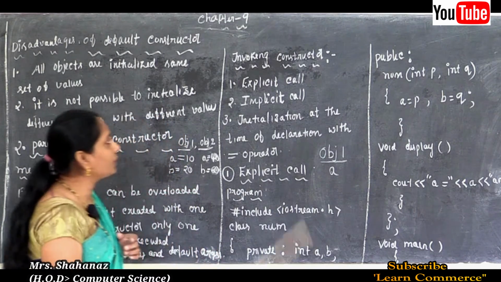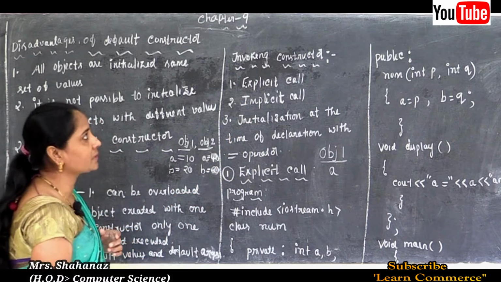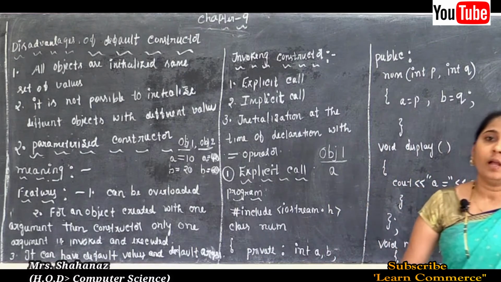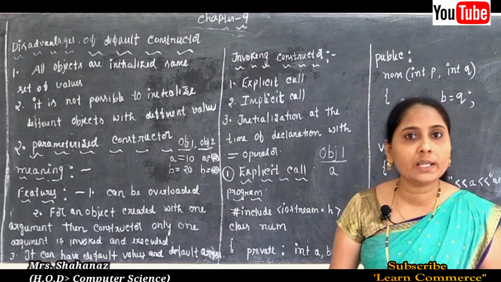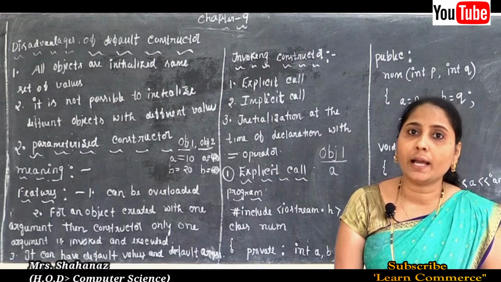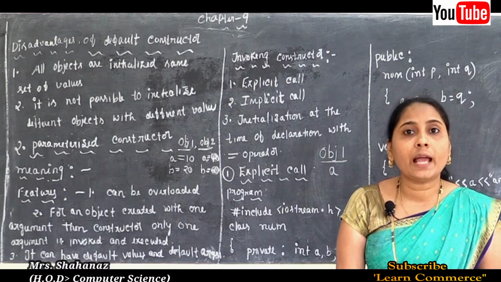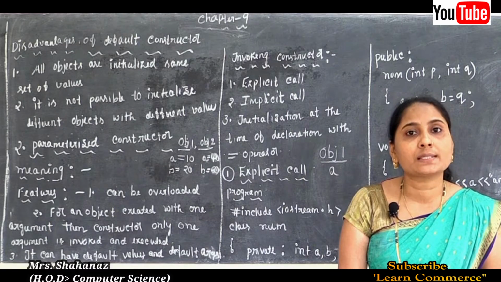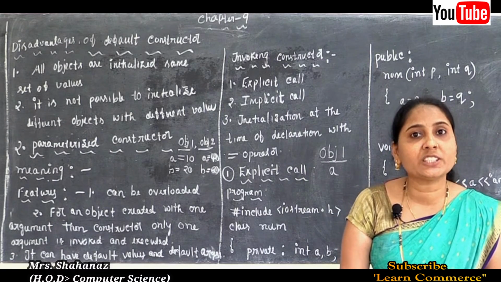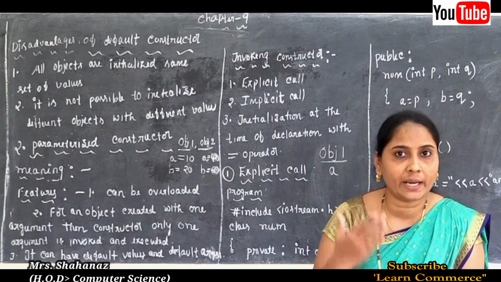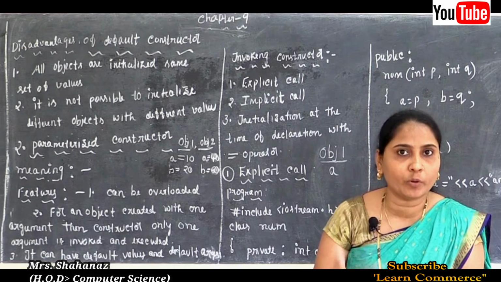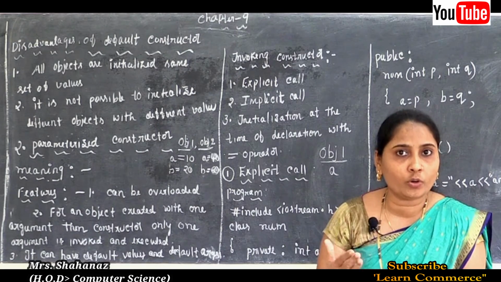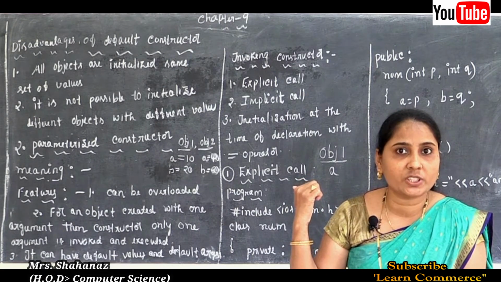Before telling about the methods, how many methods are there to invoke a constructor? When we invoke or call the constructor, it can be invoked or called automatically by our C++ compiler with an object declaration. When you declare any object, at that time it is the duty of the compiler to call or invoke the constructor. Clear this point?